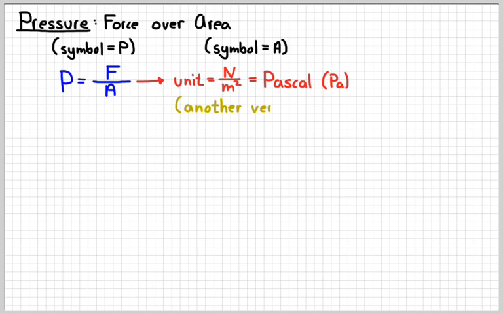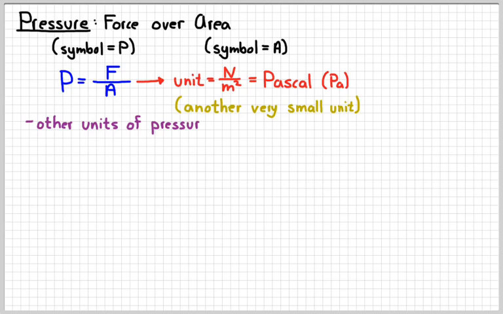Again, the Pascal is a very small unit. A meter squared is a large area. That's like if you took 4 desks and put them together, the area would be about a meter squared. A newton is a pretty small unit for force. Remember, a newton would be about the weight of 10 paper clips. And so that's a pretty small unit for pressure.